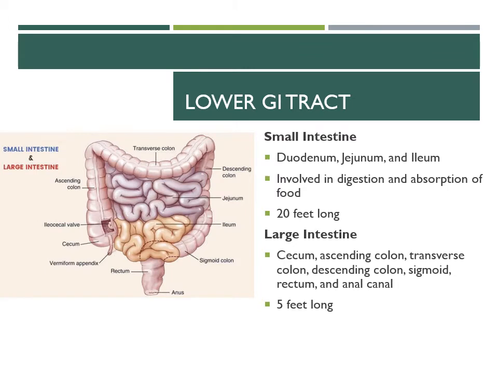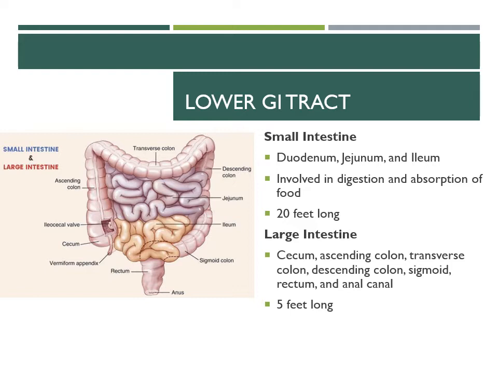Okay, so the lower GI tract is basically made up of the small intestine, the duodenum, jejunum, and ileum, except remember the first part of the duodenum, which is part of the upper GI tract. And this is a long tube. This is about 20 feet long, and it's heavily involved in digestion and absorption. This is where most of the digestion and absorption of food takes place to be delivered to your liver.